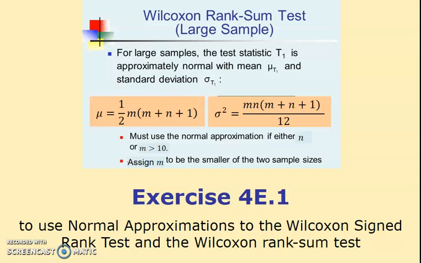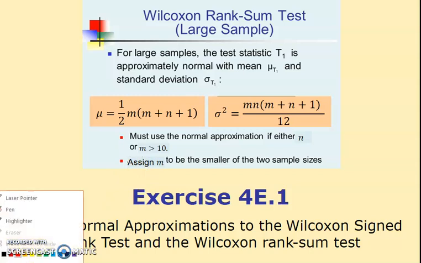Hi, this is exercise 4E.1, building on what we've already seen regarding the Wilcoxon signed rank test and the Wilcoxon rank sum test. Now, these two tests have certain problems in as much that the critical values only go up so far in the formula book, and in the textbook as well. If you look at those critical values, I think for the signed rank test it goes up to 20, and for the Wilcoxon rank sum test, the m and the n have to be lower than 10 or else you can't do it.